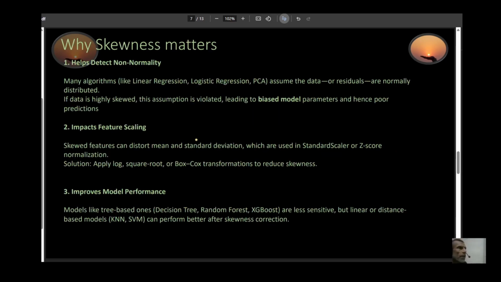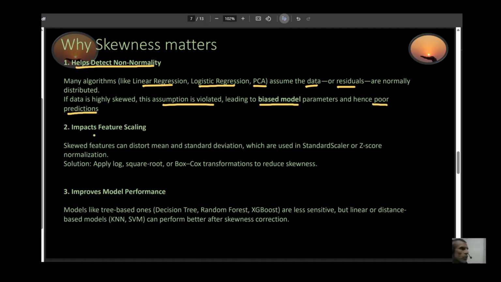So why does skewness matter? Number one, skewness helps detect non-normality. Now, many algorithms like your linear regression, logistic regression, your PCA, which is short for principal component analysis, assume that your data or your residuals are normally distributed. But if your data is highly skewed, then this assumption is no longer true. That would lead to your machine learning model being biased. And therefore, it would not be making reliable predictions. It will result in poor predictions.